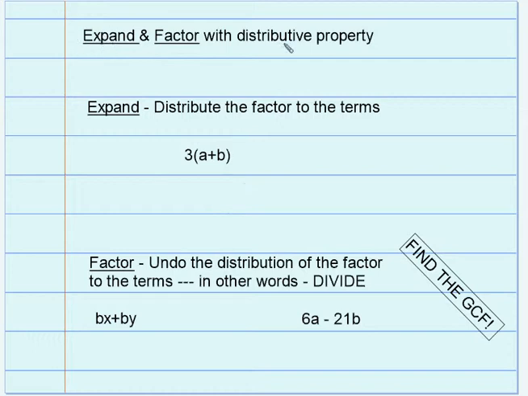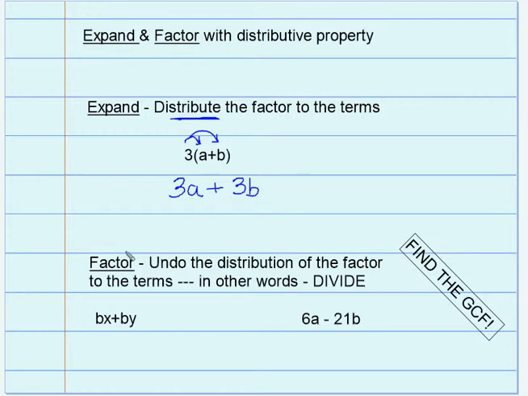So there are two things we can do with distributive property. We can expand and factor. We're going to do an example of each here, and then we're going to do a couple other problems, and you'll get an opportunity to try as well. Expanding means to actually distribute the factor to the terms. So you'll draw the arrows and multiply that 3 times the a and multiply the 3 times the b. That's it.